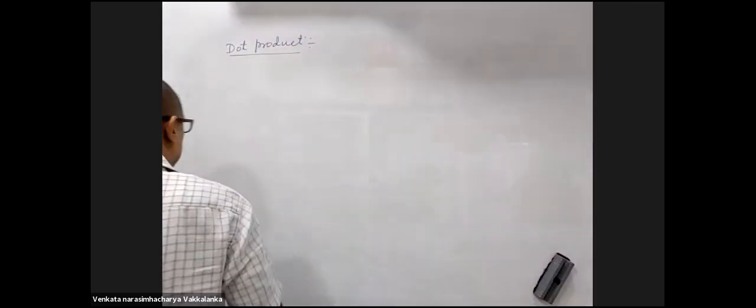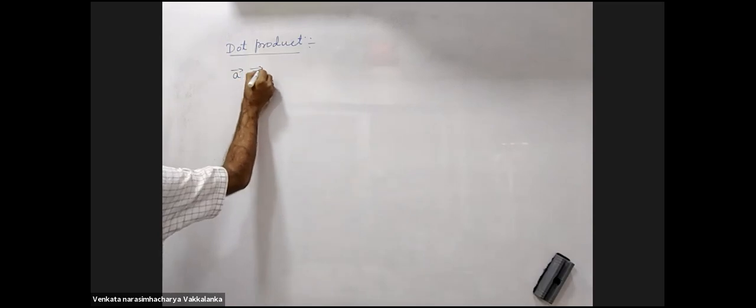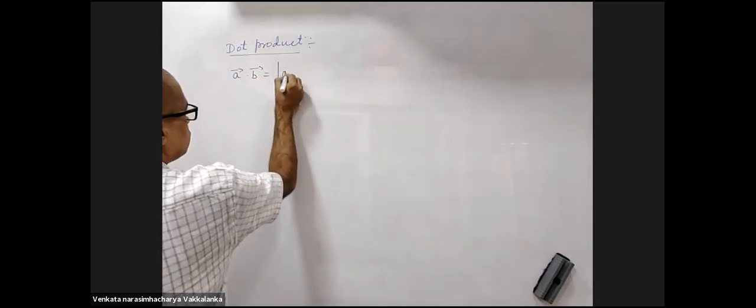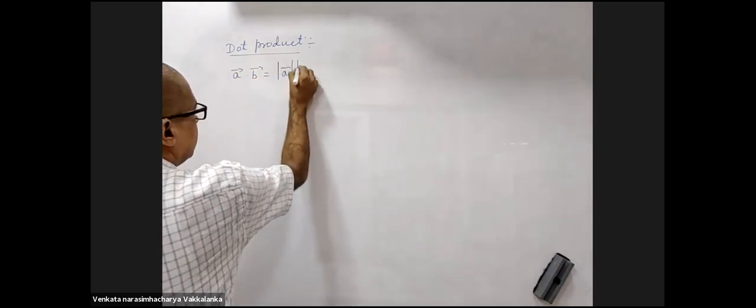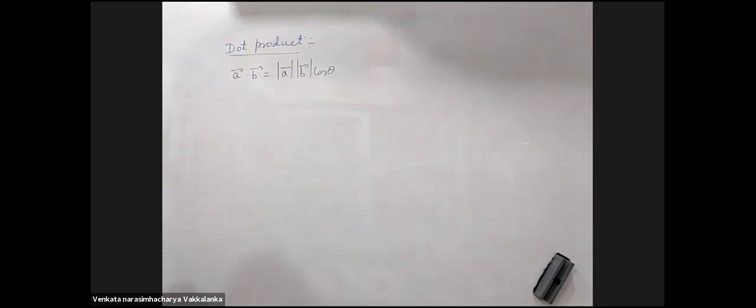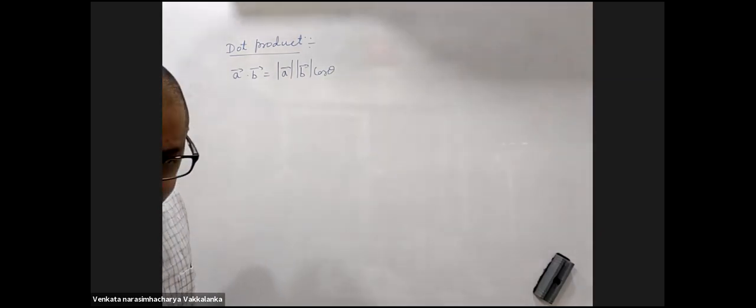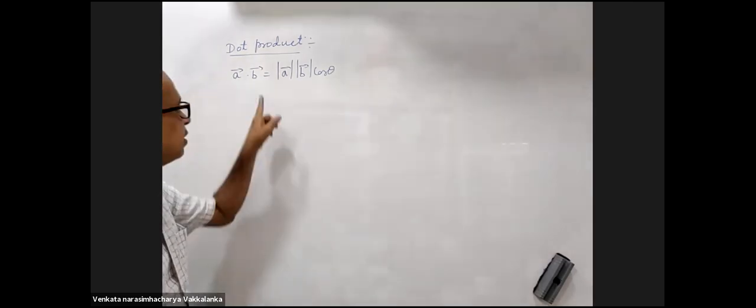How do you define a dot product? Vector A dot vector B is defined as magnitude of A into magnitude of B into cos of the angle between them. Right?